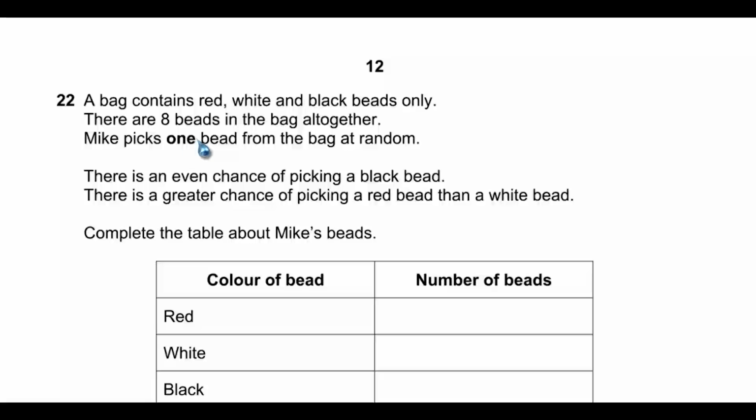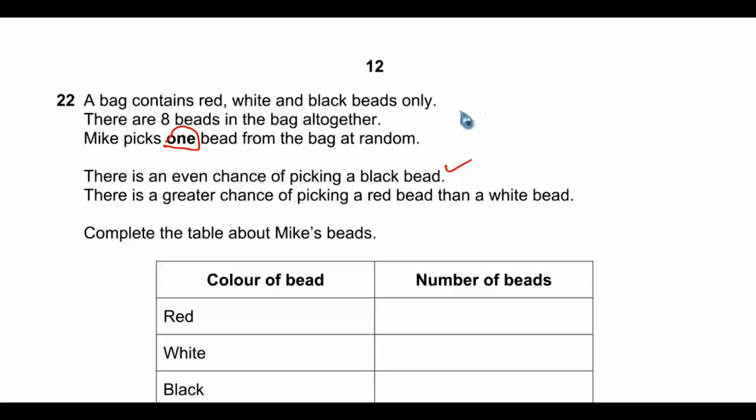A bag contains red, white, and black beads only. There are 8 beads in the bag altogether. Mike picks one. Look at it. You have to be very careful. One bead from the bag at random. There is an even chance of picking a black bead. So what is the meaning of this sentence? It means there is a 50% chance of a black bead to be chosen or selected, right? So that is half of the population.